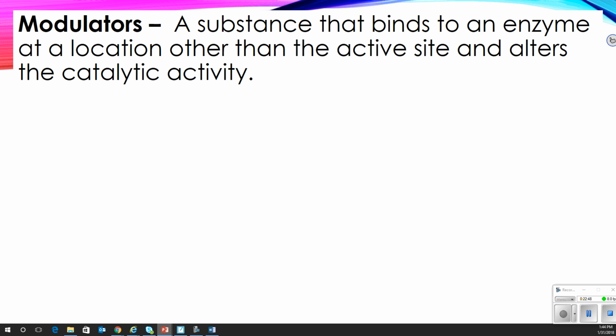Okay, so then we have modulators, and modulators are substances that bind to the enzymes at a location other than the active site and can alter the catalytic activity of the site. So maybe instead of having on or off, I just need to turn it down a little bit or ramp it up a little bit. So it's not a total on and off.